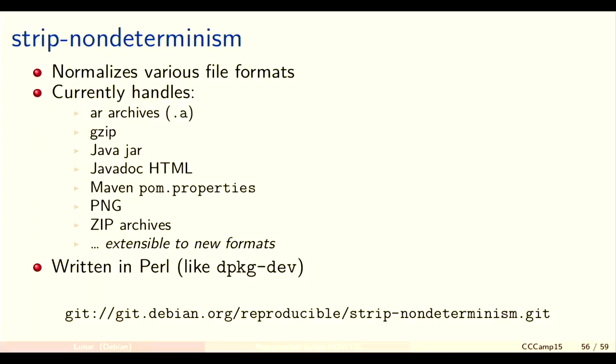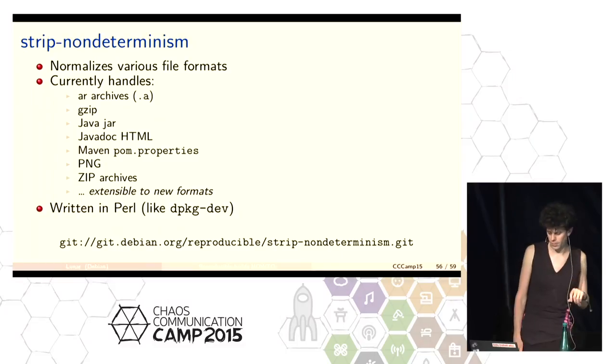It's written in Perl because we wanted it in the same language as dpkg-dev, the thing you need to build Debian packages, so we don't have a new dependency to do cross builds. And so thanks Andrew Lee for leading that project.